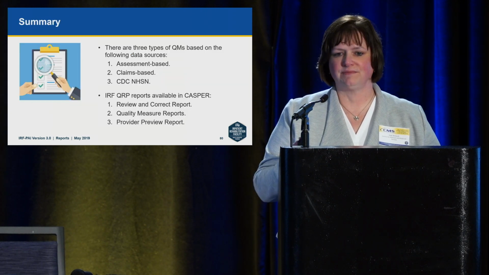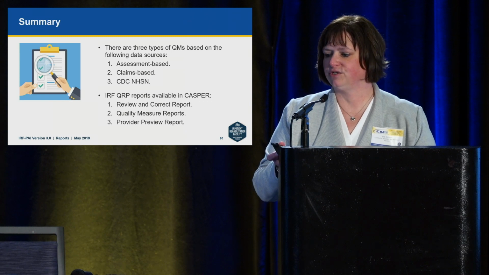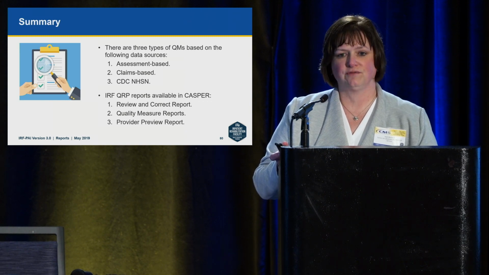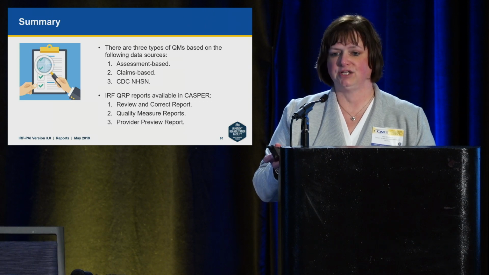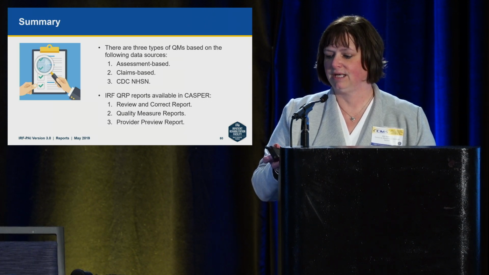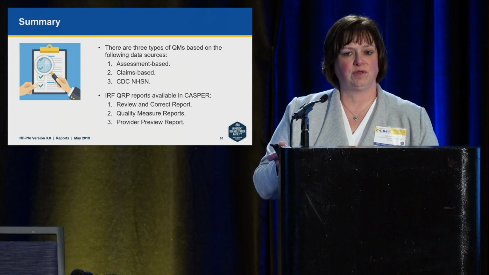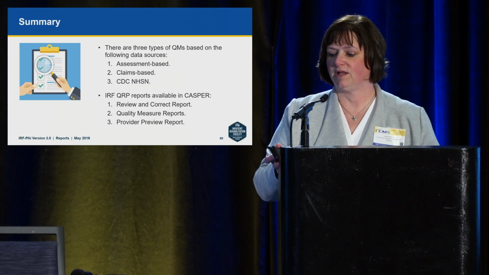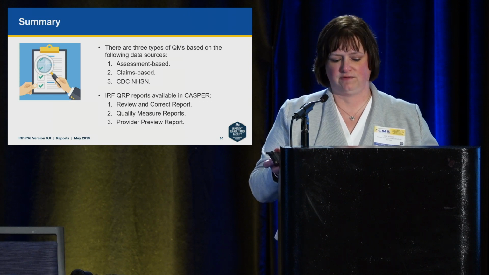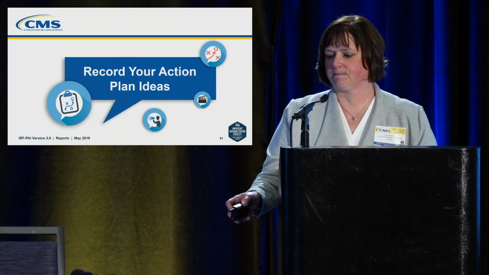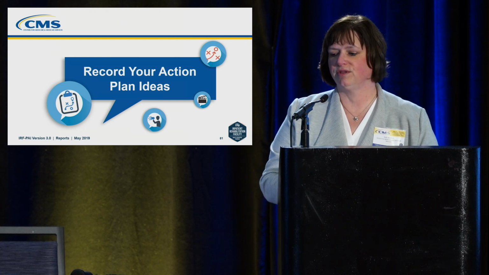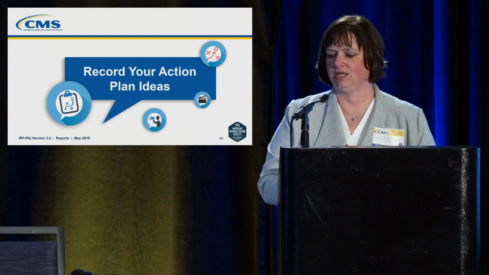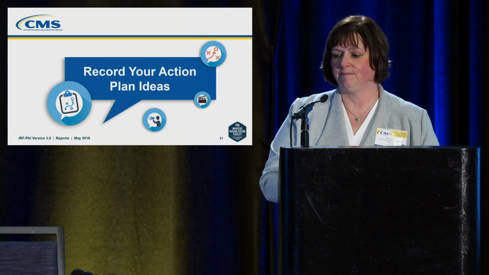And here's a summary. As we said, there's 3 types of quality measures reported in the IRF QRP reports: the assessment-based, claims-based, and CDC NHSN-based measures. The 3 types of IRF QRP reports available in CASPER are the review and correct report, the quality measure reports, and the provider preview report. And if you have any action plans, feel free to please record those in Slido so others can see some ideas as well.